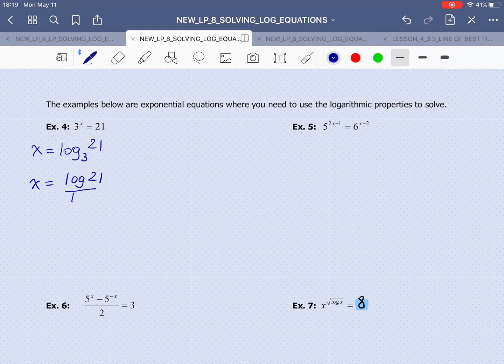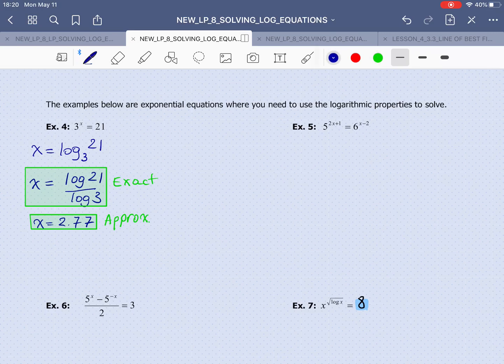Or in other words, using the change of base formula, we can say log of 21 over log of 3. And we'll consider this as the exact answer. And if we want to find the approximate answer, we can simply substitute the numbers or type the numbers in the calculator, and we'll get that x is equal to 2.77. Now, always remember to round the answers to 2 decimal places when it comes to logarithmic or exponential logarithmic equations.